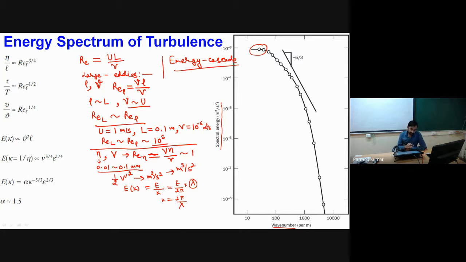So if we do some dimensional analysis between the larger eddies and smaller eddies, based on dimensional homogeneity, there are some relations which are proposed, and these relations are eta by L. So eta is the length scale of the smallest eddy and L is the length scale of the largest eddy. So eta by L is nearly equal to Reynolds number of the largest eddy power minus 3 by 4.